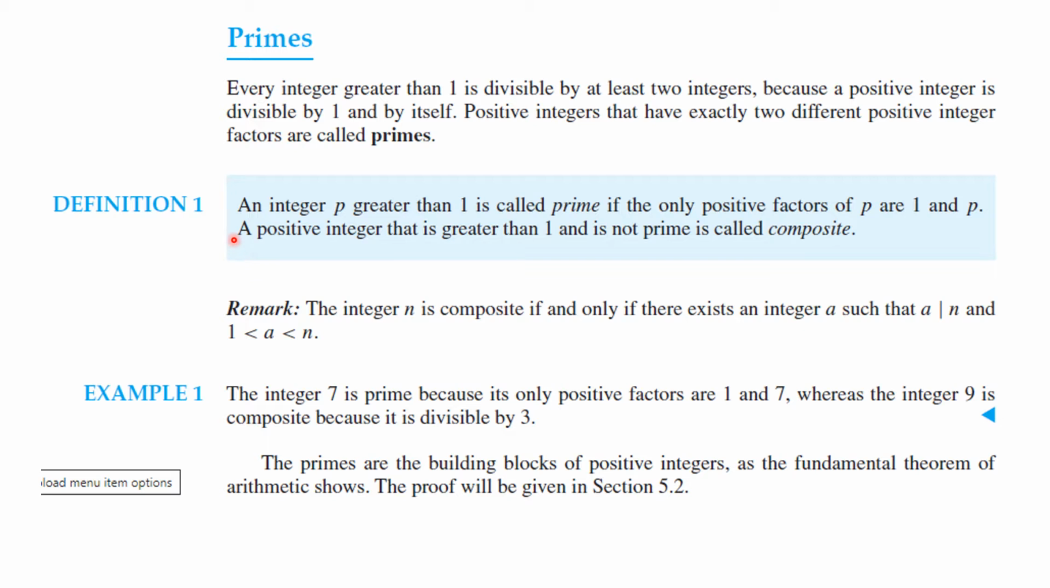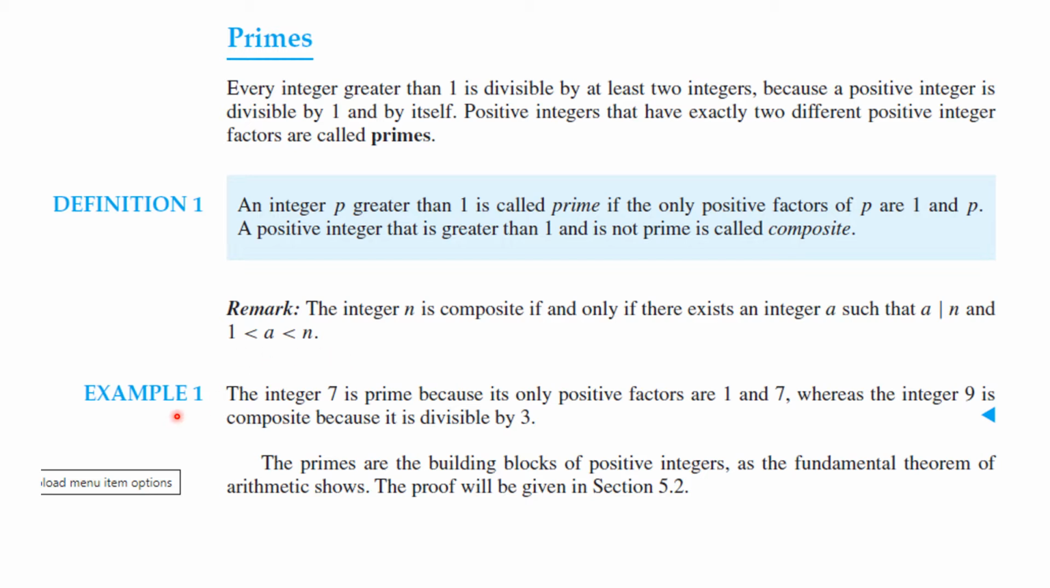So a prime is an integer p greater than 1 if the only positive factors of p are 1 and p itself, and it's greater than 1, so 1 is not a prime. A positive integer that is greater than 1 and not prime is called composite. And a number n is composite if and only if there exists an integer a such that a divides into n evenly and a is between 1 and n.